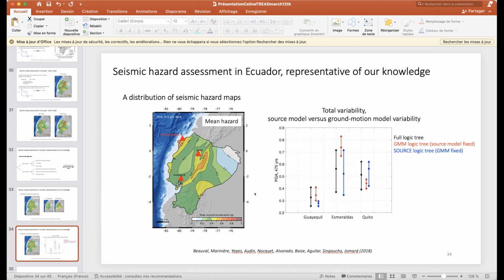So we show that for some sites, like the coastal city Esmeraldas, the uncertainty on the source model controls the overall variability, whereas for other sites, like Guayaquil, it's the uncertainty on the ground motion model that controls the overall variability on hazard. So if we want to improve seismic hazard assessment in Ecuador after this study, we know that we have to work both on the source model and on the ground motion model.